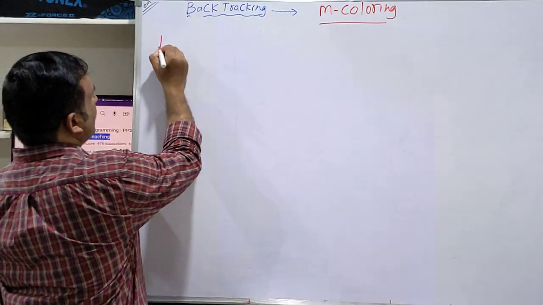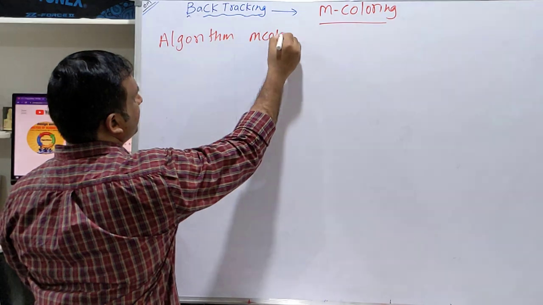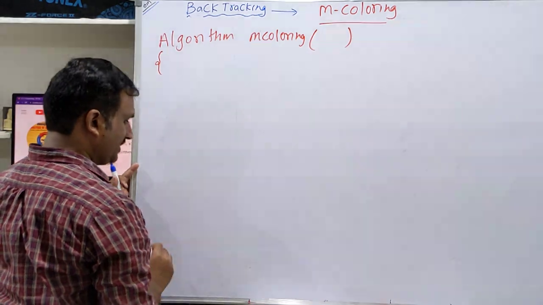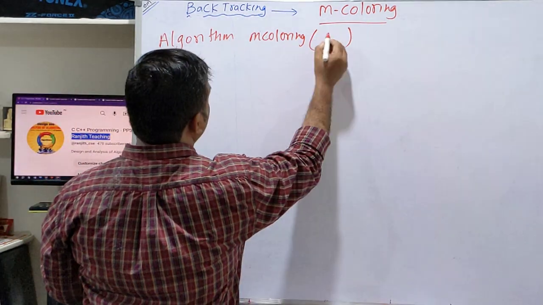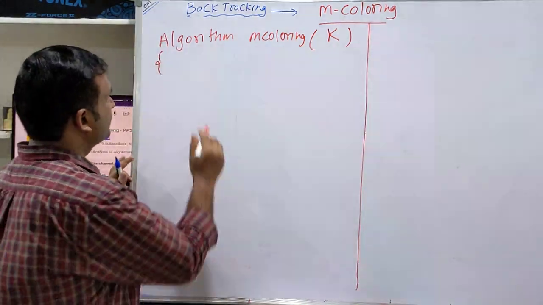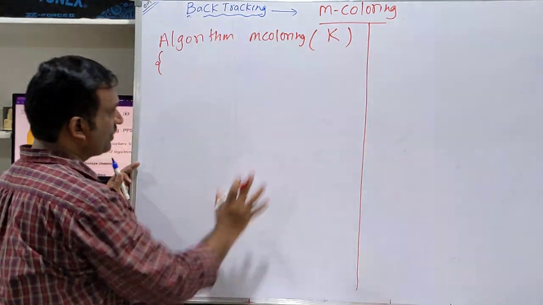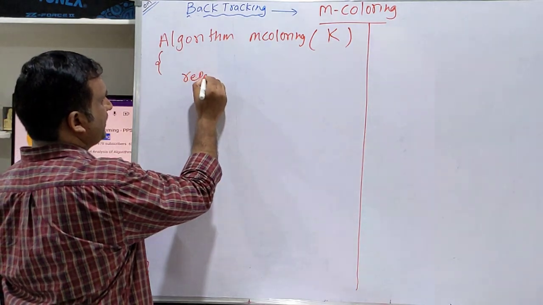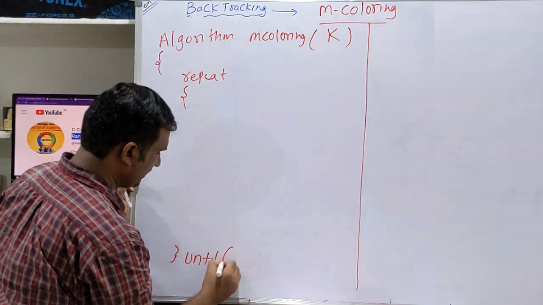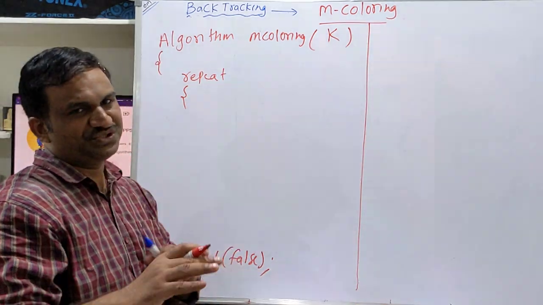Okay. So let me write an algorithm for MColoring. Algorithm MColoring. So we want to color the kth vertex. We want to repeat this activity. Repeat until false. Then generate a color.